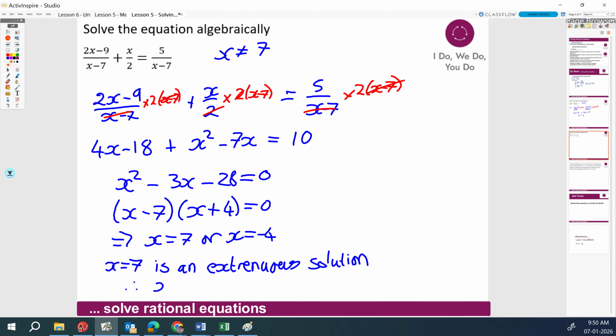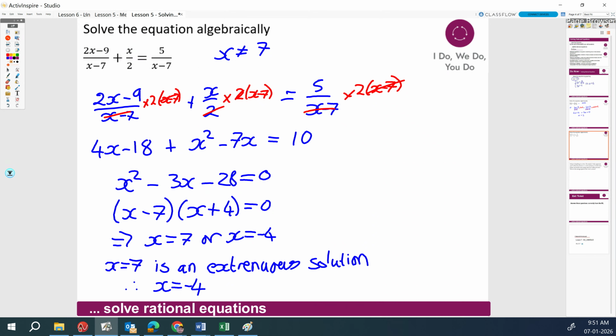Therefore, the answer is x is equal to negative 4. You could also take the 5 over x minus 7 to the other side since it shares a denominator, and just cancel them out. I think that might be a bit fun. It could be a bit quicker.